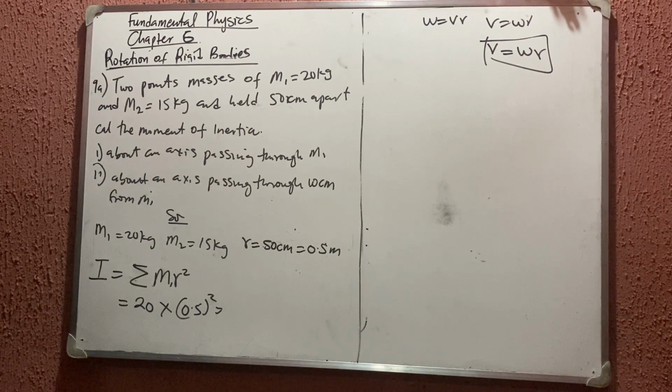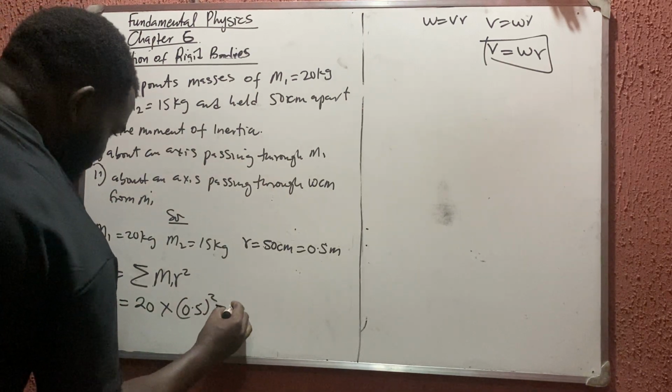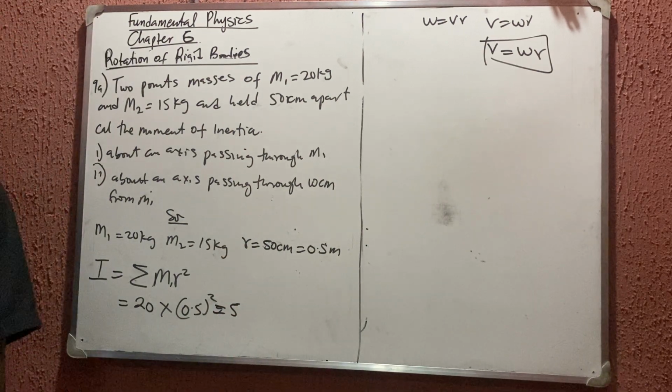What do they say we should calculate? The moment of inertia about this. 20 times 0. Is there a mistake somewhere? Yeah, I'm getting 5. I'm getting 5. What did they get?